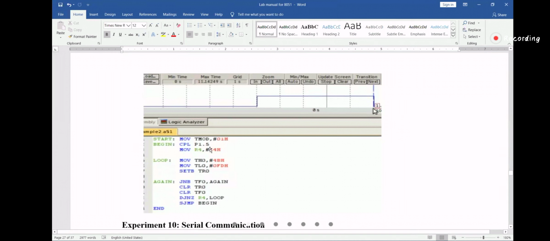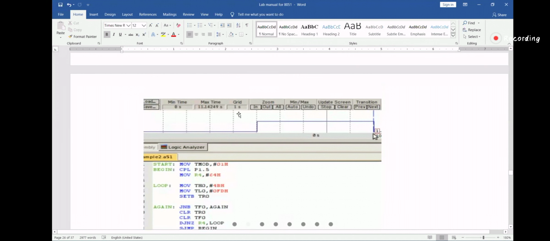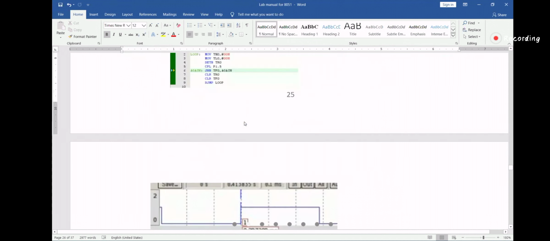Please check, okay? CPL P1.5 inside the loop, and you do it once. What is the difference? And you do CPL P1.5 outside and you do it once. What is the difference? See, this is the variety of the question. Now this question is just an example. The question might twist.